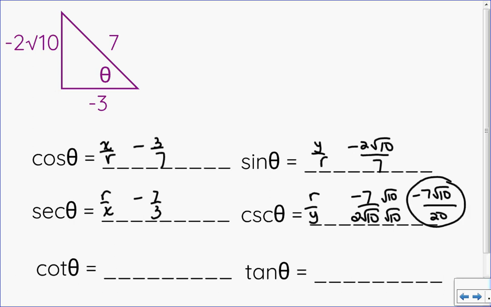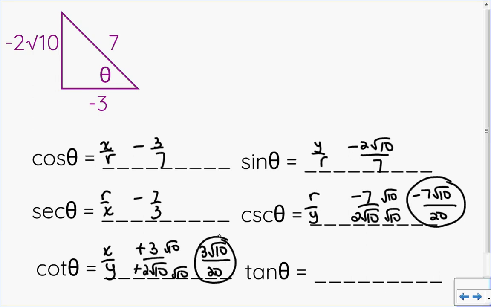Okay, cotan, two different ways you can do it. You can do it as the ratio of cos over sine, or you can do it as the ratio of x over y. Either is fine. So I'm going to go x over y, which is the same as cos over sine. So since the denominators are the same, I'm just going to do numerator divided by numerator. Numerator of cos divided by numerator of sine. So two negatives make a positive. And then I just need to rationalize my denominator by multiplying top and bottom by √10. So then I have 3√10 all over 20.